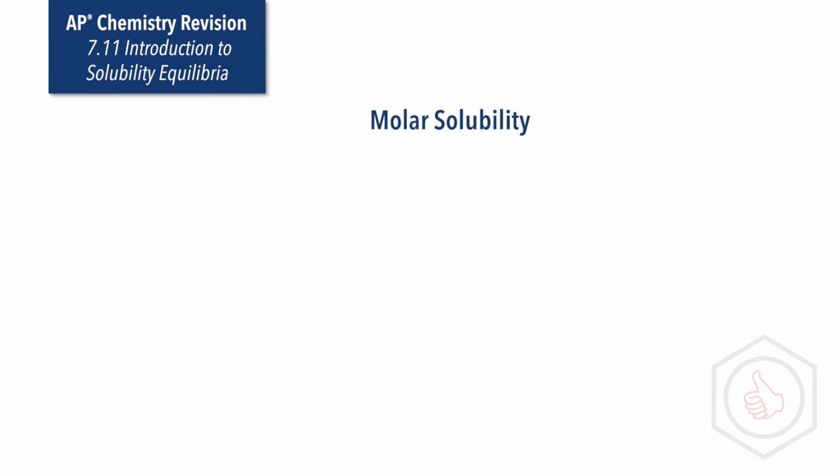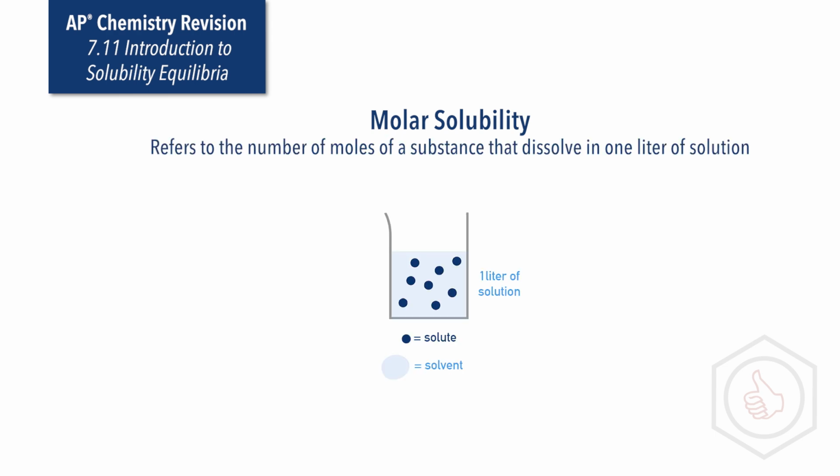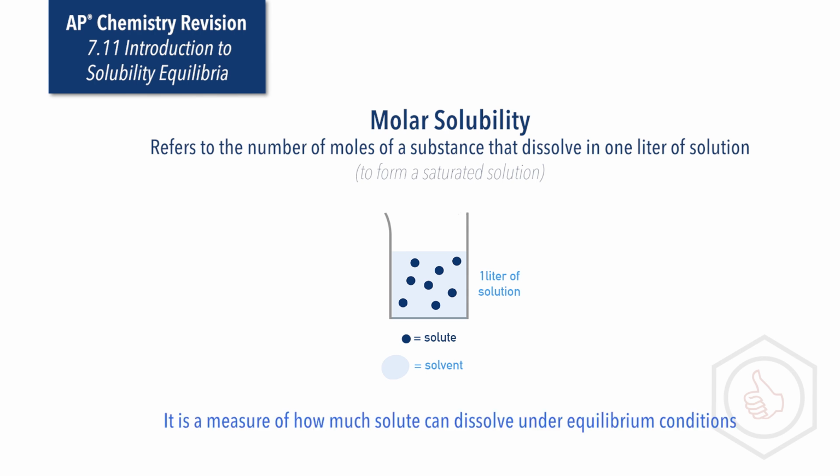Molar solubility refers to the number of moles of a substance that dissolve in 1 liter of solution to form a saturated solution. Essentially, it is a measure of how much solute can dissolve under equilibrium conditions.